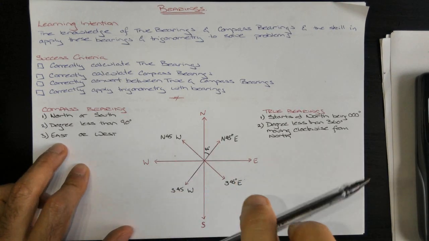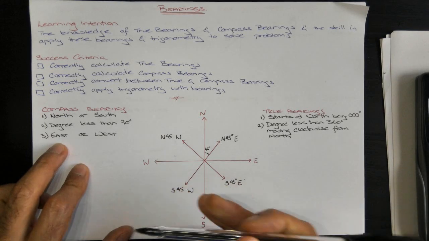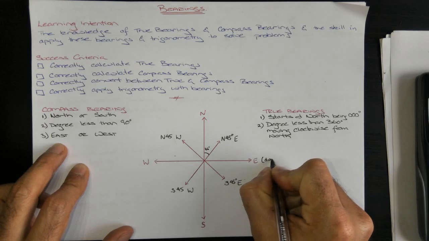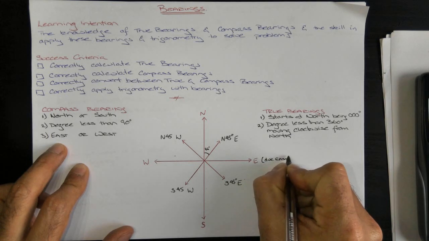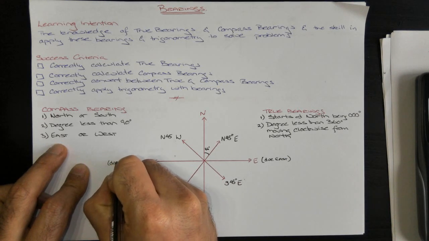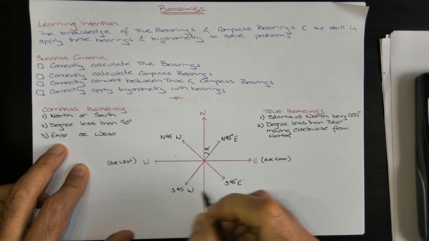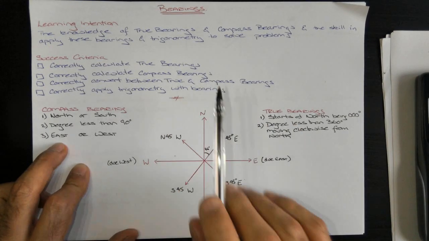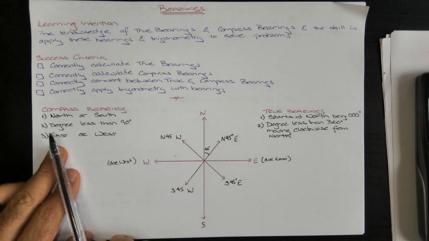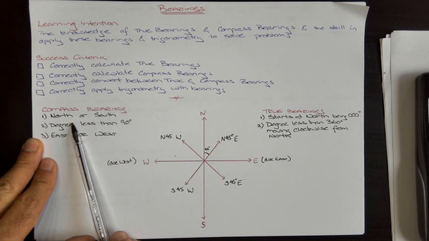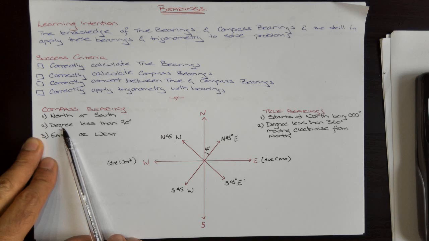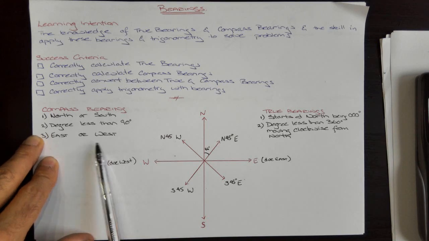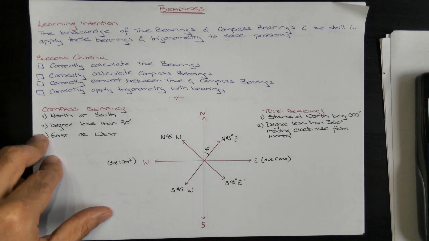If I'm going directly east or directly west, I say I'm going due east or due west. You can say you're going due north or due south. That's going north or going south. Okay. So they're compass bearings. Compass bearing starts with north or south first, then a degree between 0 and 90 degrees of how far it's turning east or west.